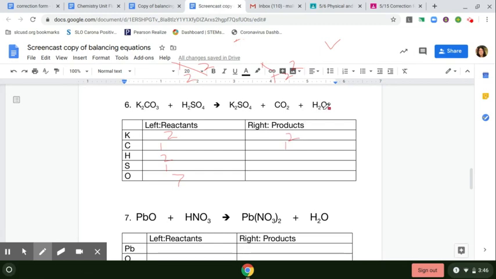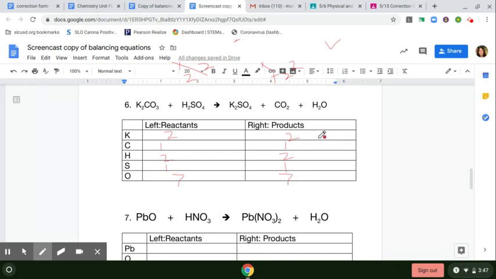Hydrogen, I have 2 right here. Sulfur, I have 1. And oxygen. Now my oxygen is all split up. So I have 4 here plus 2 here. That's 6 plus 1 more is 7.